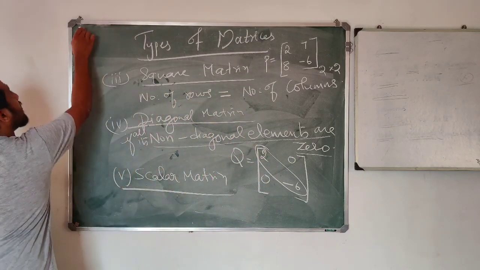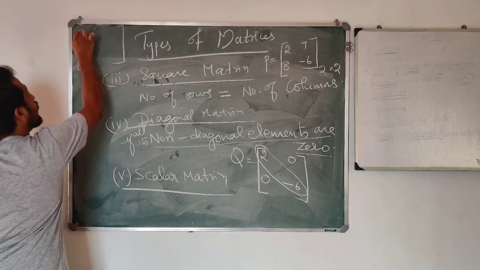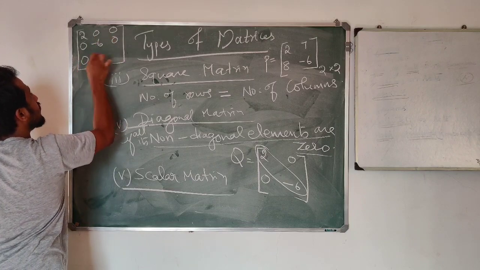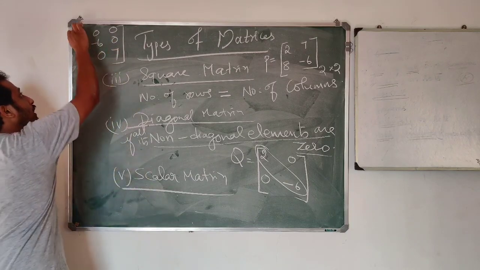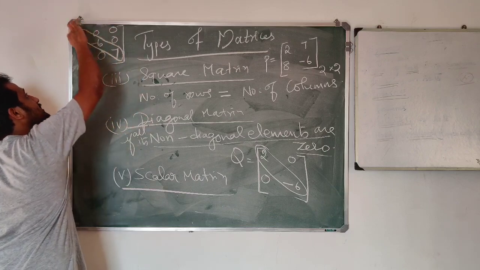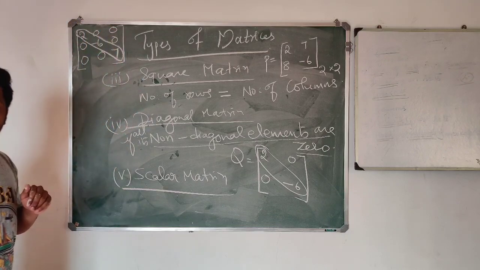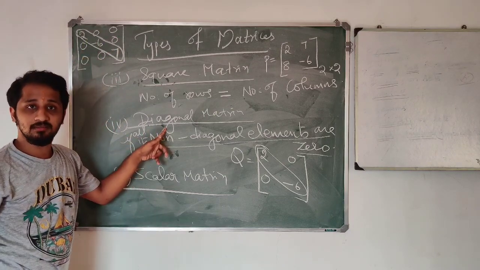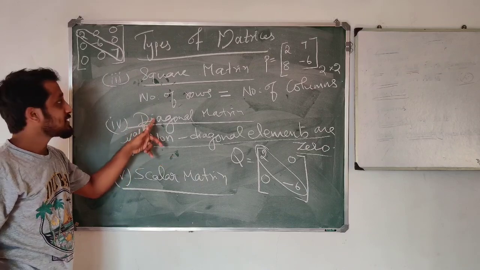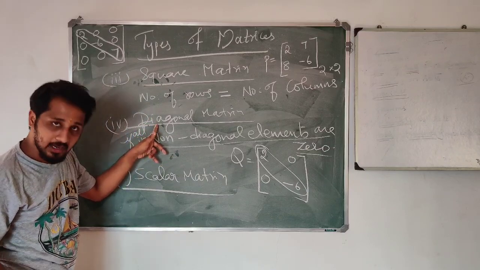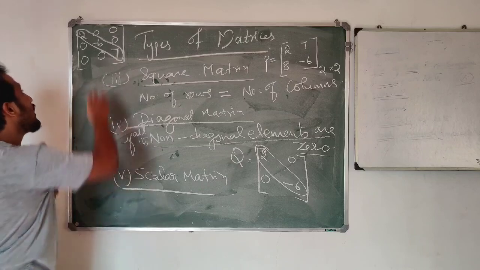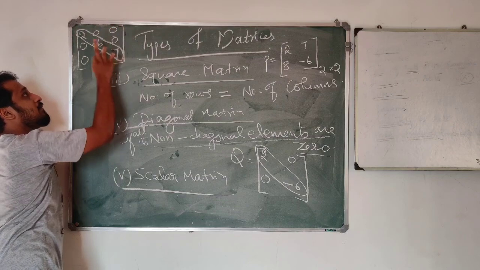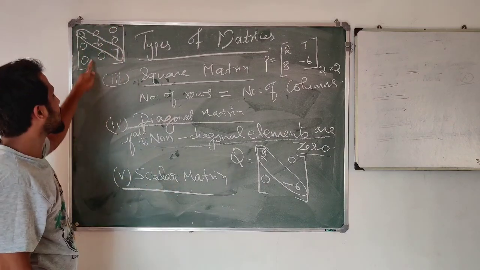In the case of a 3 by 3 matrix, how does it look? Listen here. 2, 0, 0, 0, minus 6, 0, 0, 0, 7. Are all non-diagonal elements 0 or not? Yes. Such a formation of matrix is known as a diagonal matrix. Listen very carefully. A square matrix is said to be a diagonal matrix if other than the diagonal elements, all the elements are 0. Such a matrix is known as a diagonal matrix.